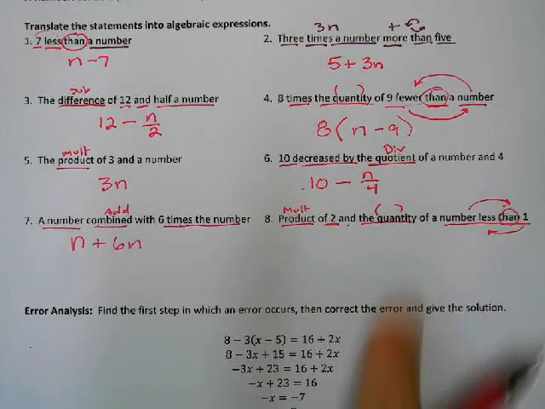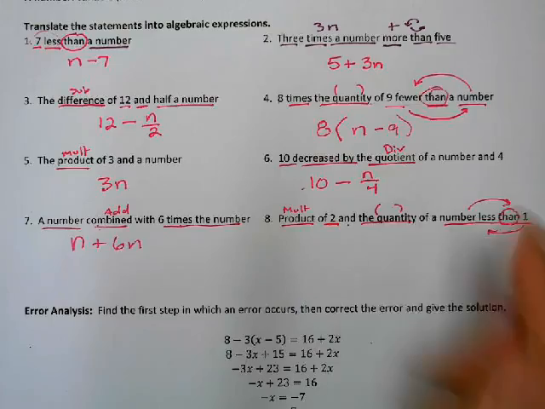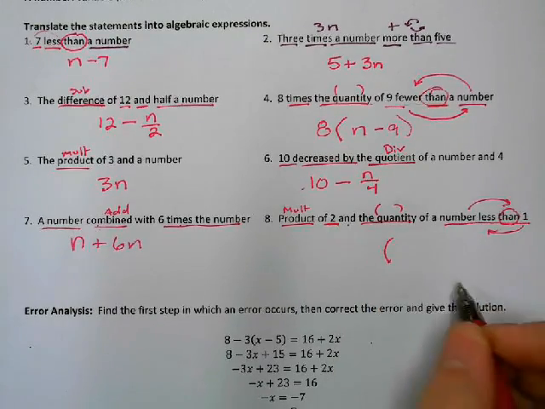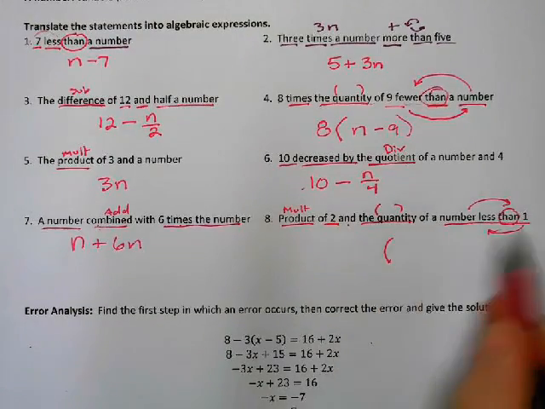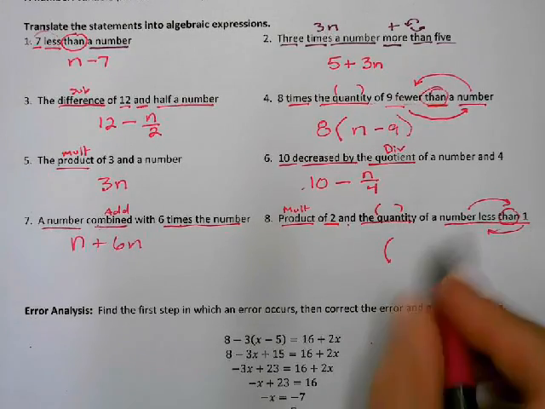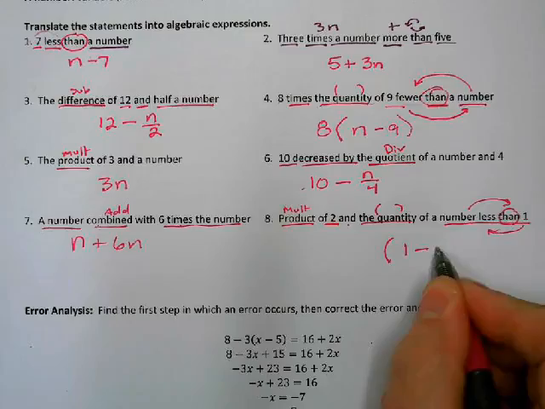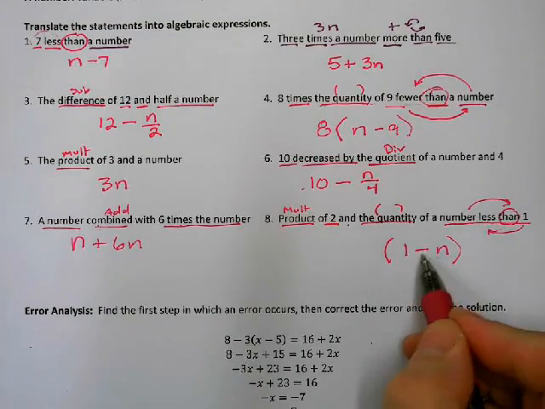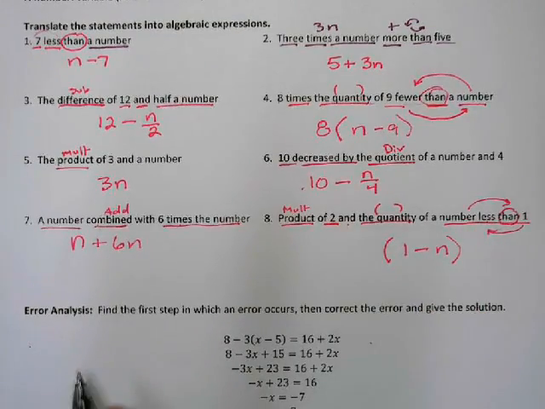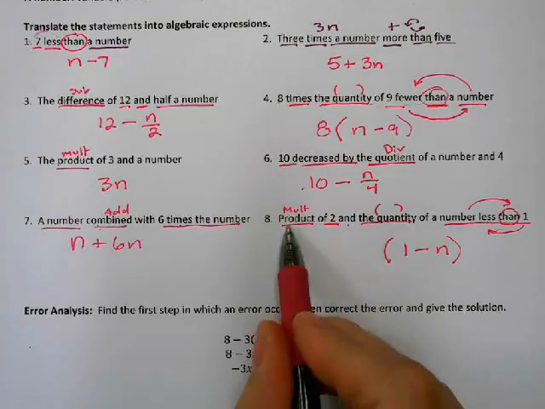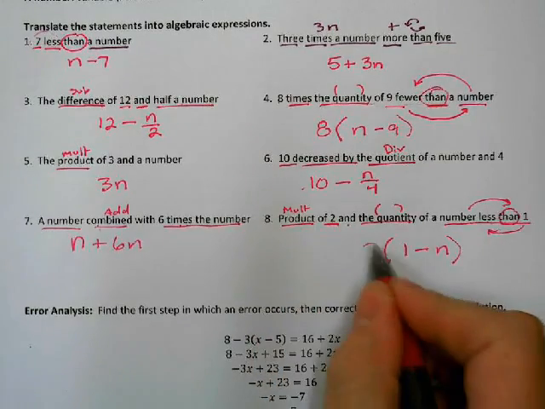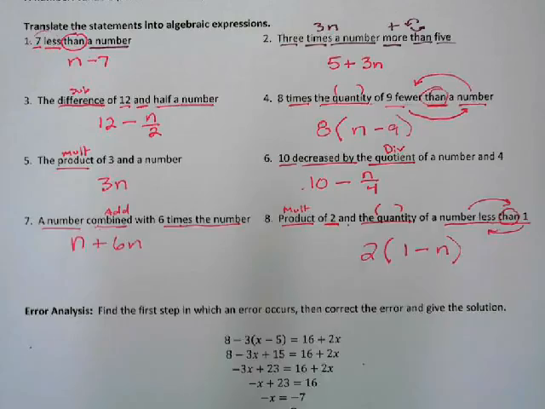Let's start with the parentheses, the quantity part. Quantity, and then what's in the quantity? This stuff. Number less than 1. So 1 goes first, minus a number goes second. It was less, so it's subtraction. Number goes last. So what goes out front? Product means we're multiplying 2 times that parenthesis. The quantity is the parenthesis.